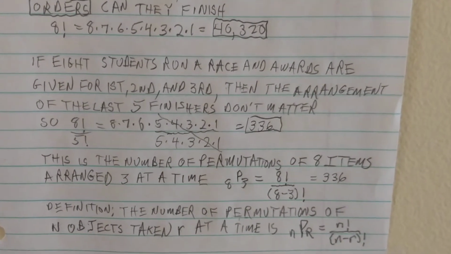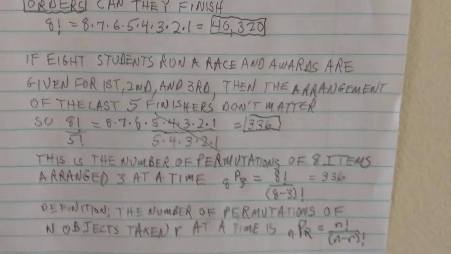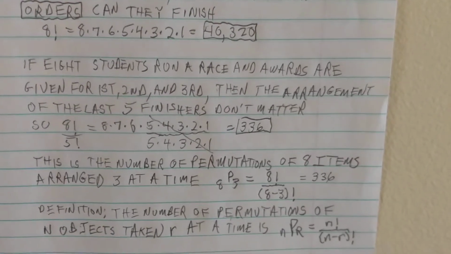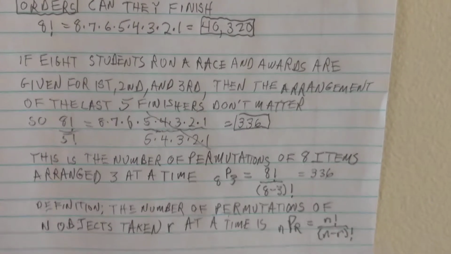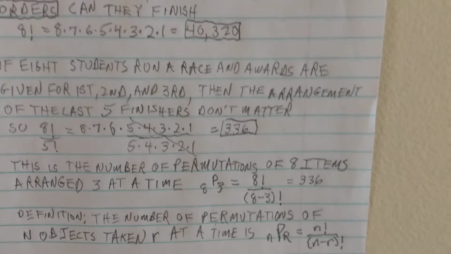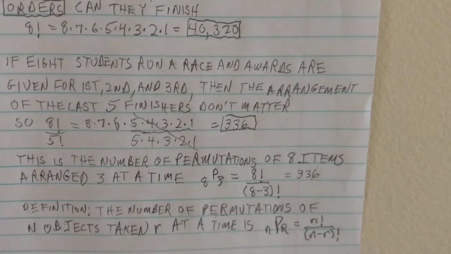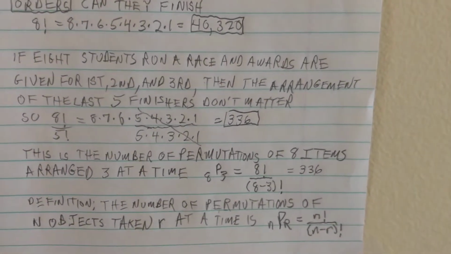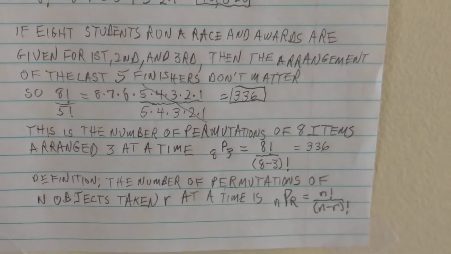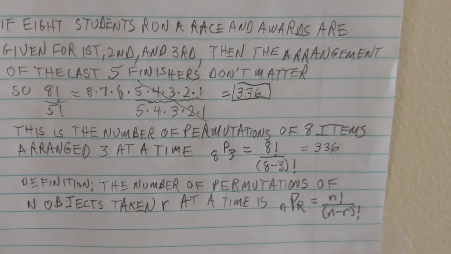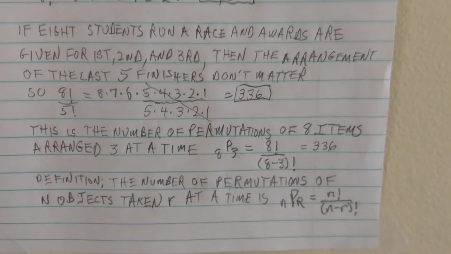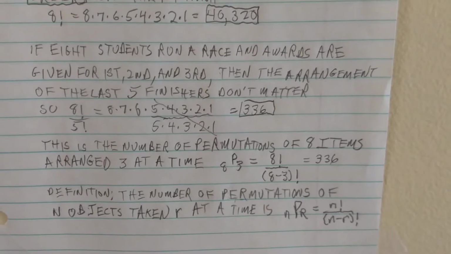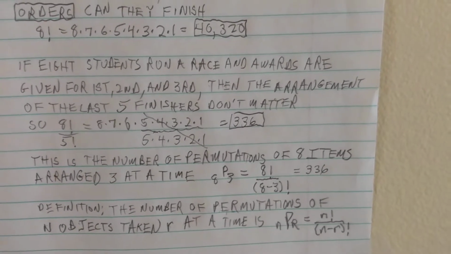Now we have a special way of doing this because this comes up a lot. So this is the number of permutations, which has to do with order, of 8 items arranged 3 at a time, symbolized as 8P3, or 8 factorial over 8 minus 3 factorial. That's the form for it, and that's what we just did, is 336. So the definition for this is the number of permutations, which has to do with order, of n objects taken r at a time is nPr, which is n factorial over n minus r factorial.